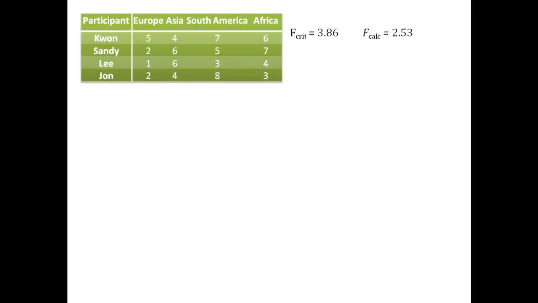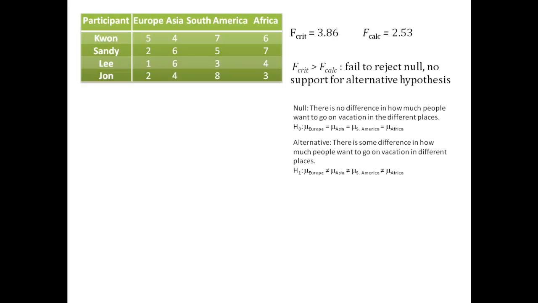So here are our F crit and F calc values. We know that our F critical value is larger than our F calculated value, which means our F calculated value does not fall in the critical region of the F table. So we fail to reject the null, and we find that there's no difference in how much people want to go on vacation in the different places.